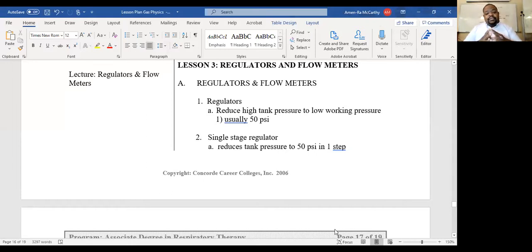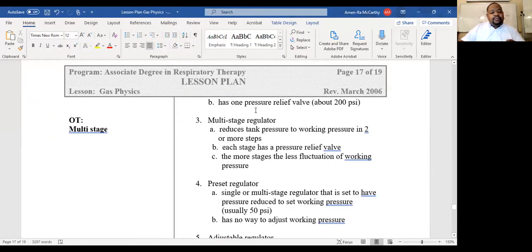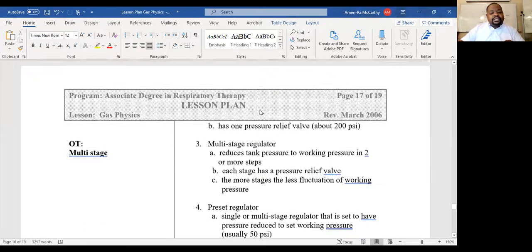So the regulator that does its reducing of that 2200 down to 50 in one step is a single stage regulator. It can do it all in one step. But some of them do it in more than one step, all right? So the single stage regulator does this with one pressure relief valve. It comes from the cylinder, passes through a pressure relief valve inside of the regulator and brings that working pressure down to 50 PSI, right? So if it's a single stage regulator, it has one pressure relief valve.